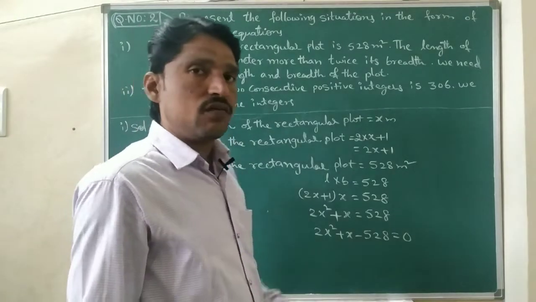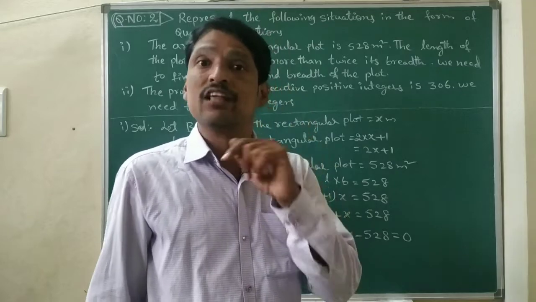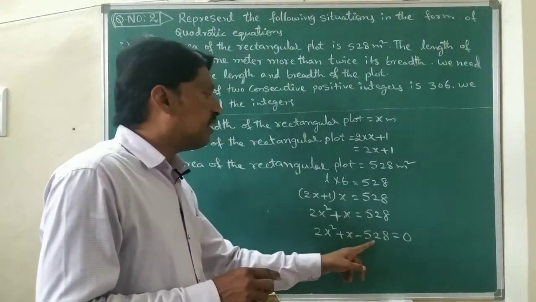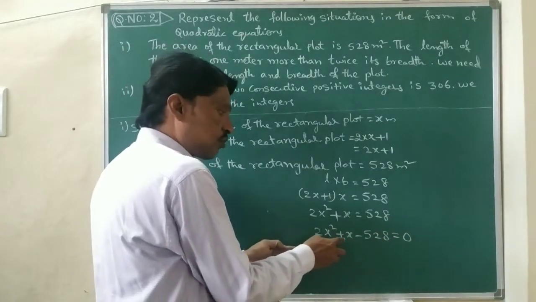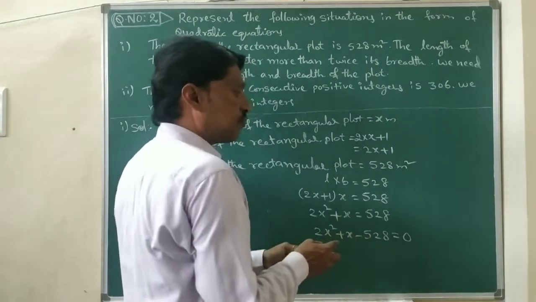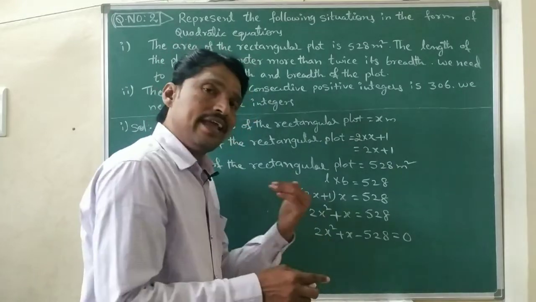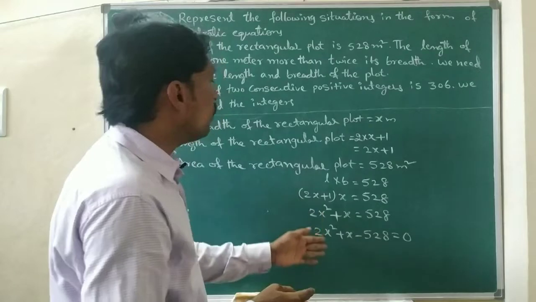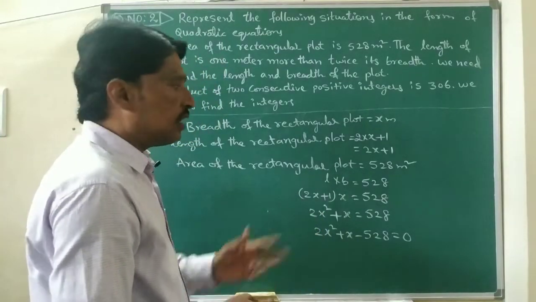So what is the general form of the quadratic equation? ax square plus bx plus c equal to 0. So 2x square plus x minus 528 equal to 0 is of the form ax square plus bx plus c equal to 0. This is the quadratic equation we got here. Now second solution.